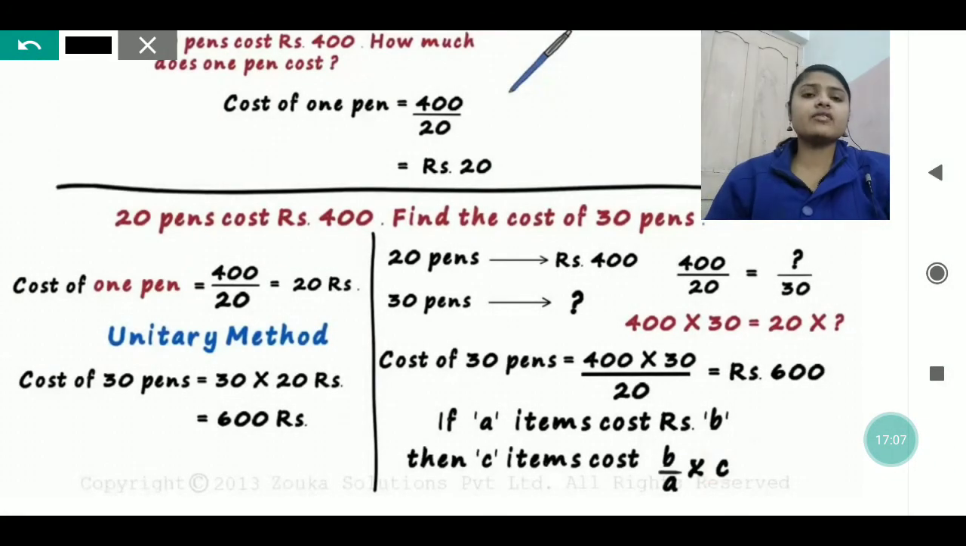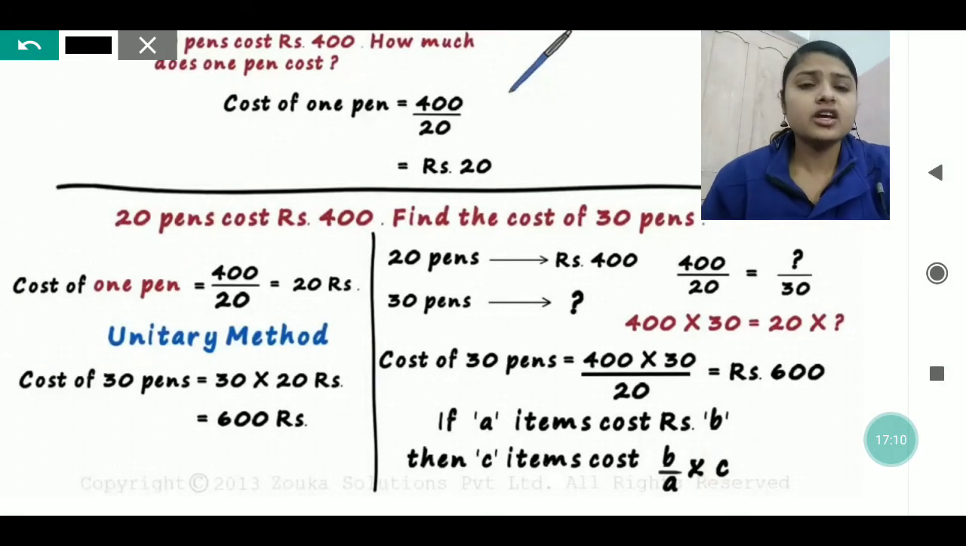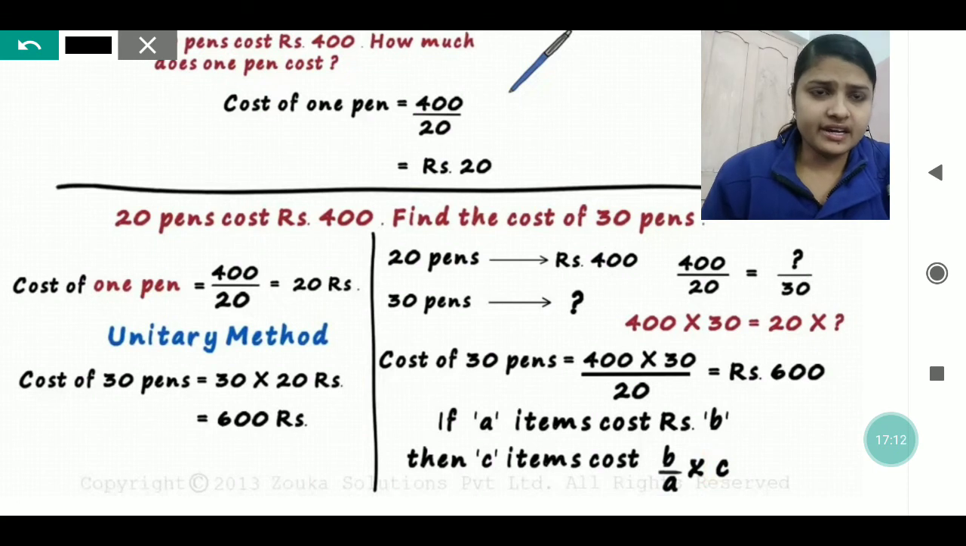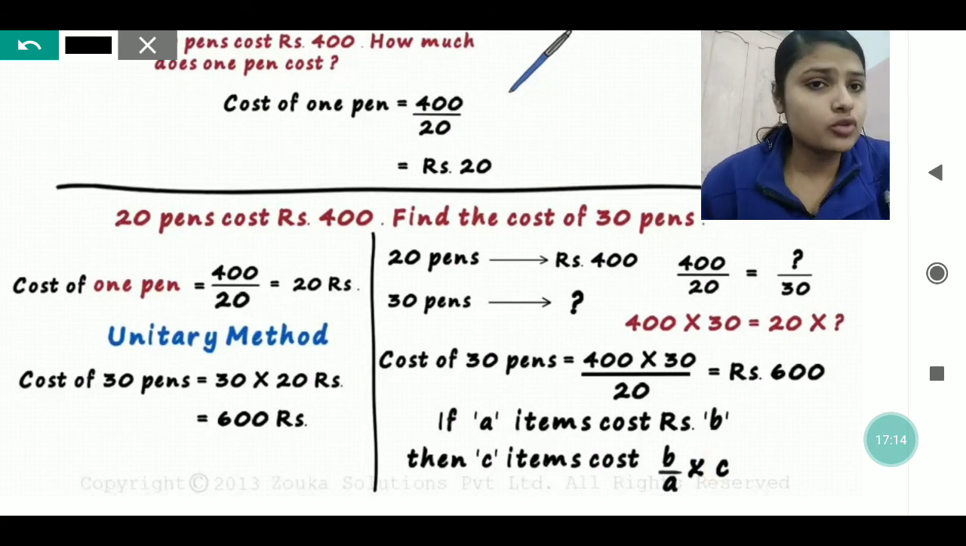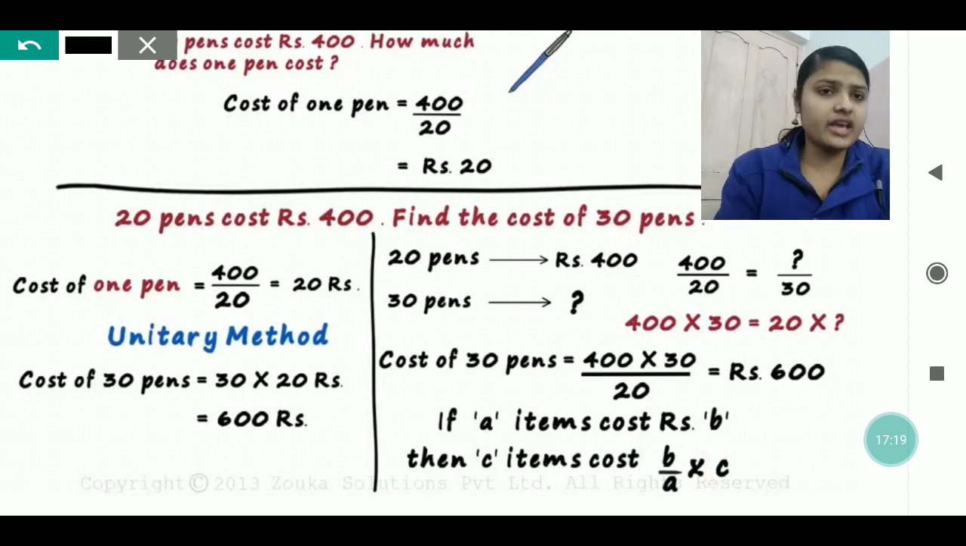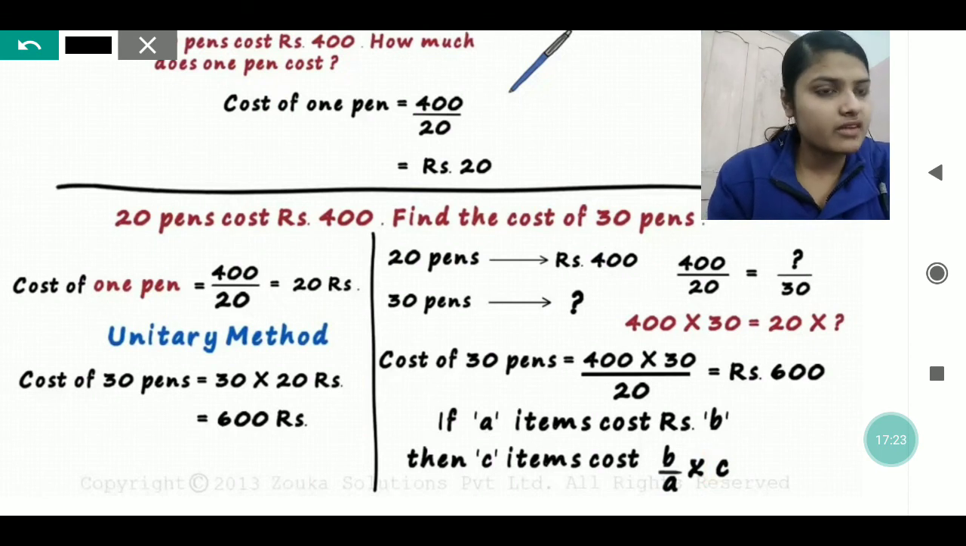See, here is one more question. It is written here that 20 pens cost rupees 400. Find the cost of 30 pens. You have to find the cost of 30 pens. So the cost of 20 pens is given, but the cost of 1 pen we do not know. So for finding the cost of 1 pen, you will write the cost of 20 pens, that is 400.